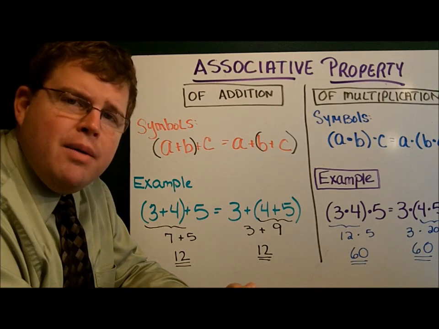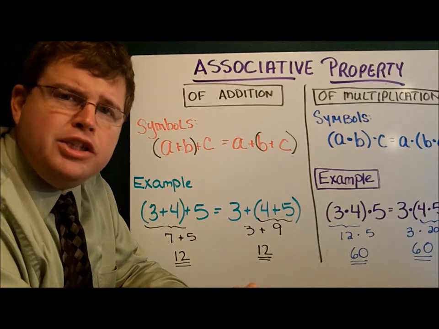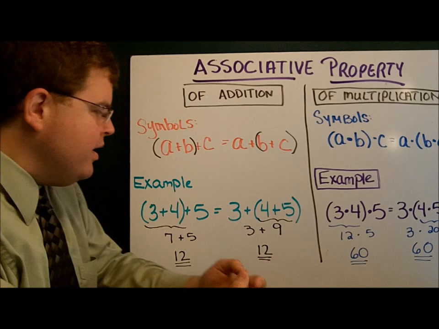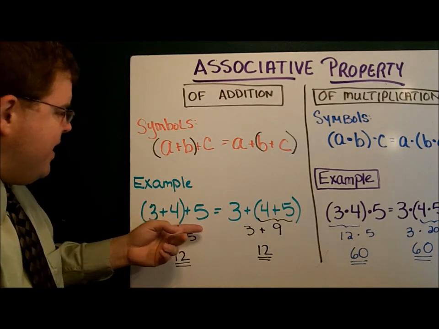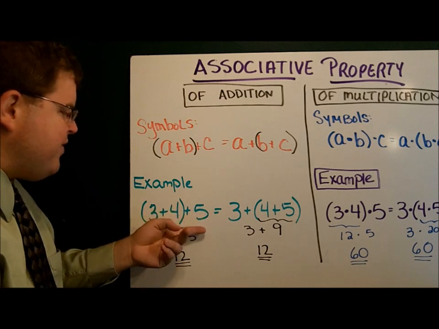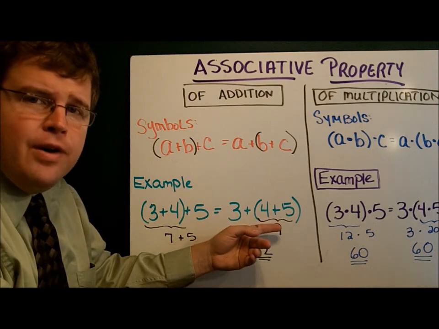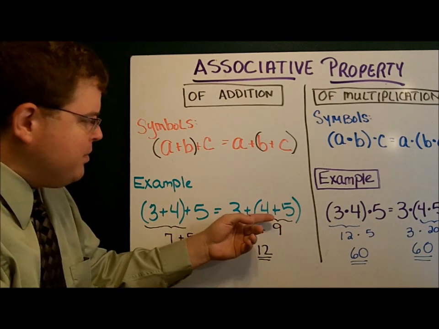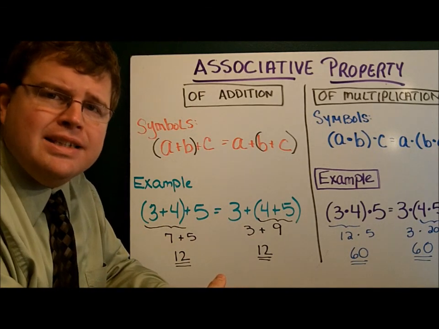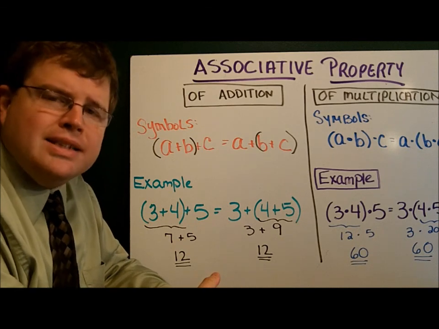What the associative property says is, if you're adding 3 numbers, it doesn't matter which 2 you pick first if you're adding all 3 of them. I have the numbers 3, 4, and 5. If I do 3 and 4 first, I get 7. 7 plus 5 is 12. If I pick the 4 and the 5 first, I get 9. 9 plus 3 is 12. So the associative property says it doesn't matter which 2 you add first, you'll get the same answer.